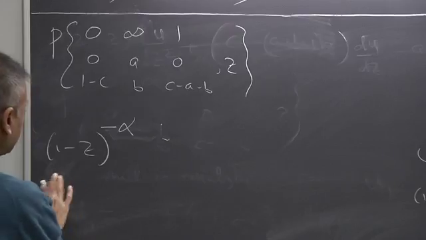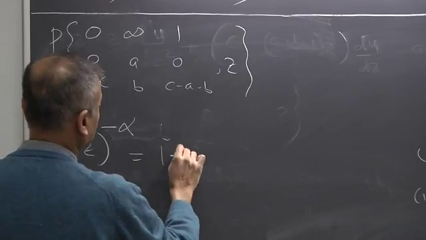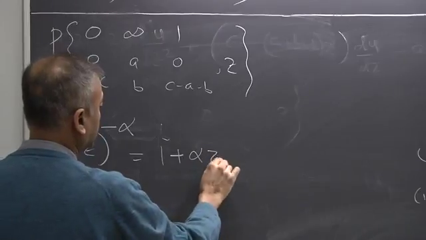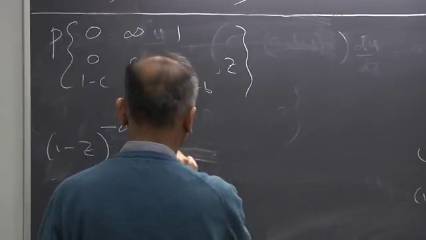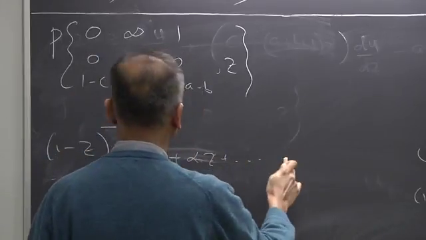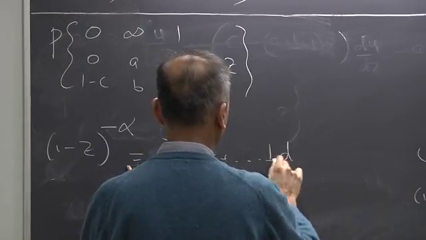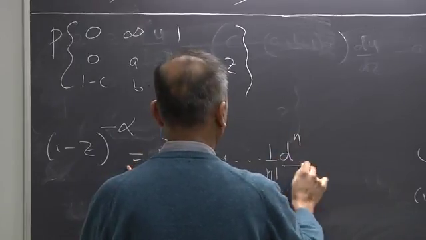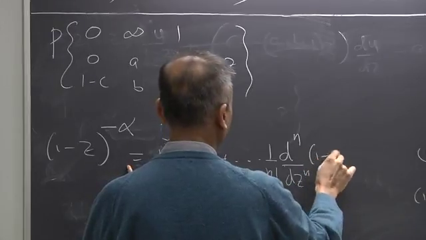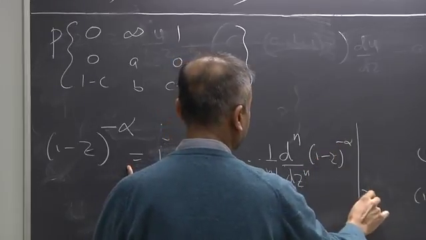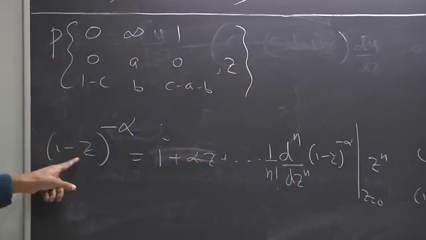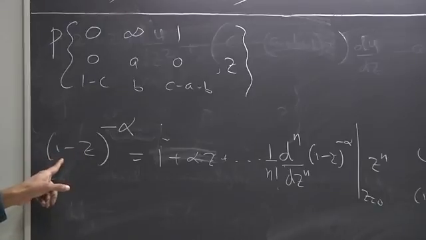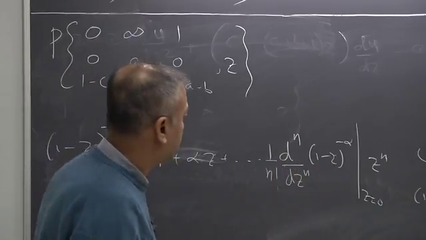If I want to make an expansion, it will go like 1 plus alpha Z, and so on and so forth. So make a Taylor expansion near Z equal to 0, right? The nth term would be simply 1 over factorial n times d^n by dZ^n of this quantity, 1 minus Z to the minus alpha, evaluated at Z equal to 0, times Z to the n, right? That's a Taylor expansion. It is a Taylor expansion because at Z equal to 0 there is no singularity here. It's analytic near Z equal to 0, right? So I can do this.